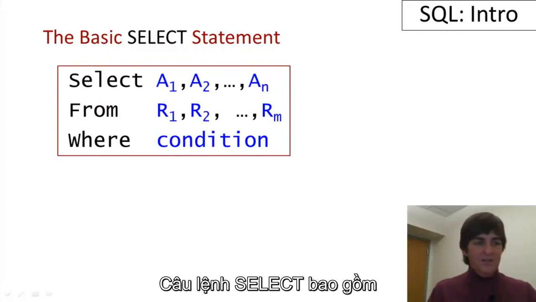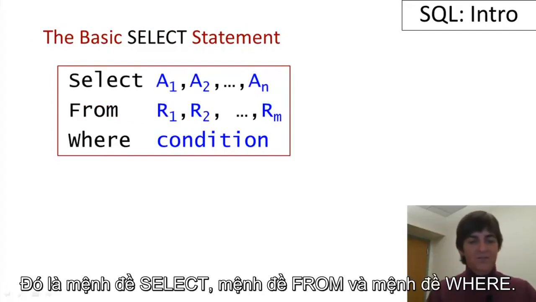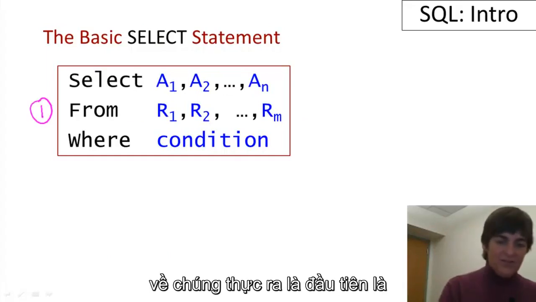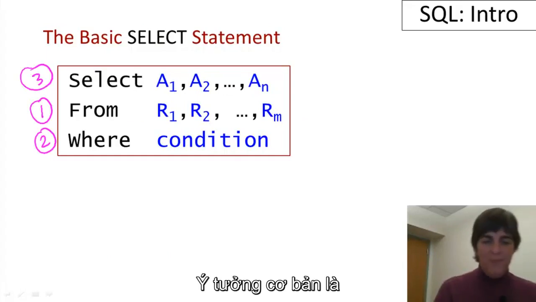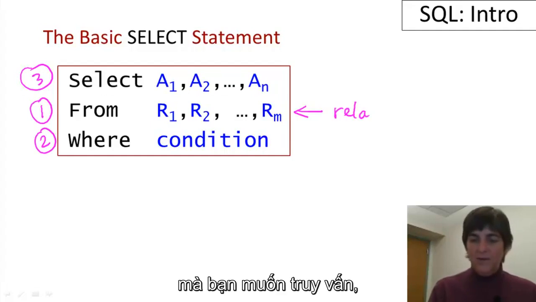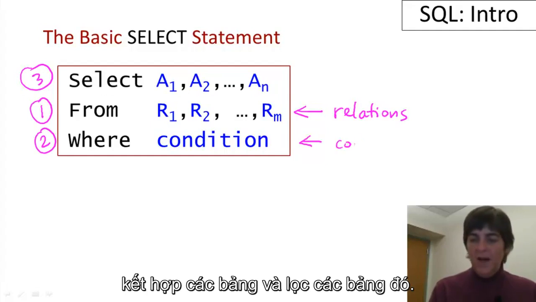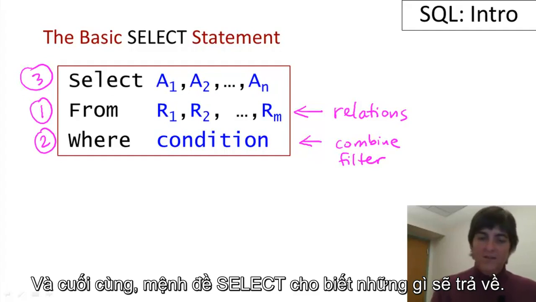So the select statement consists of three basic clauses. There's the select clause, the from clause, and the where clause. And the best order to think of these actually is first the from clause, then the where, and then the select. The basic idea is that the from identifies the relations that you want to query over. The condition is used to combine the relations and to filter the relations. And finally, the select tells you what to return.